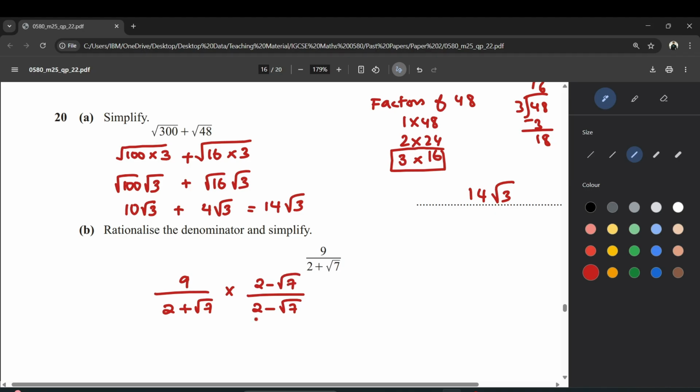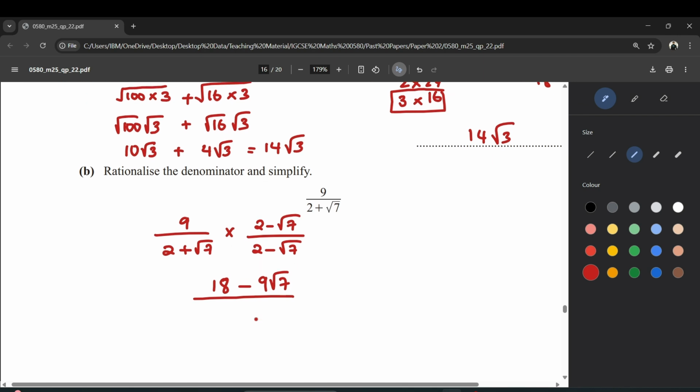So this becomes 9 times 2 is 18. Okay, and 9 times minus root 7, that is minus 9 root 7. Whereas over here, 2 times 2 is 4. 2 times minus root 7, that is minus 2 root 7. Then positive root 7 multiplied by 2, that gives us 2 root 7, and root 7 times minus root 7.